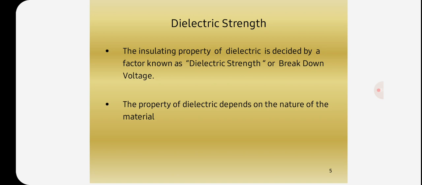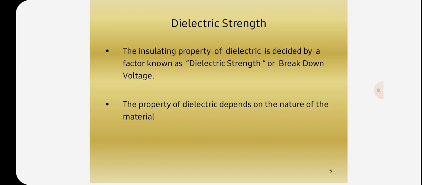Next, dielectric strength. The insulating property of a dielectric is decided by a factor known as dielectric strength or breakdown voltage. The property of a dielectric depends on the nature of the material. Dielectric strength is defined as the property of a material or medium which enables it to withstand electric stress without damage or breakdown.